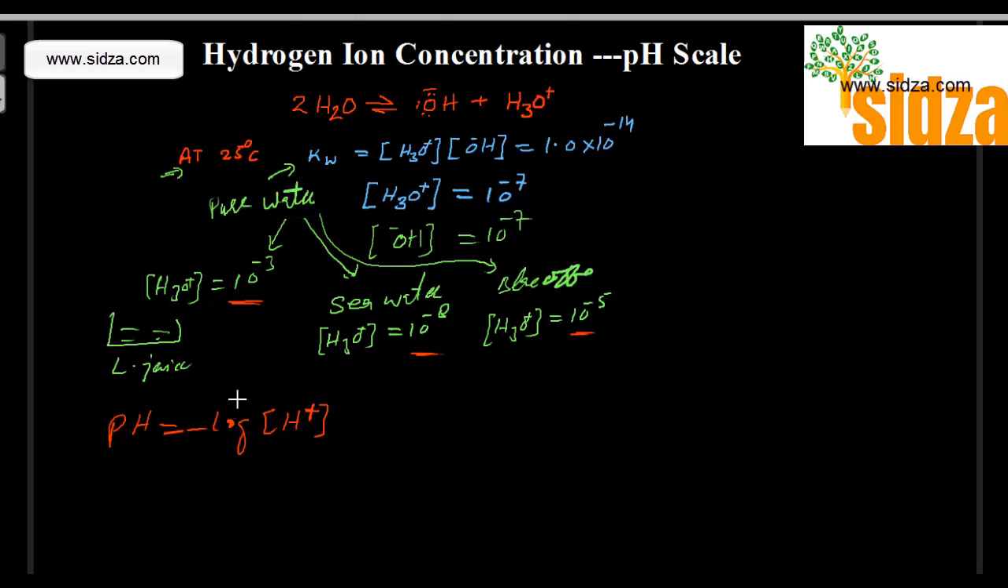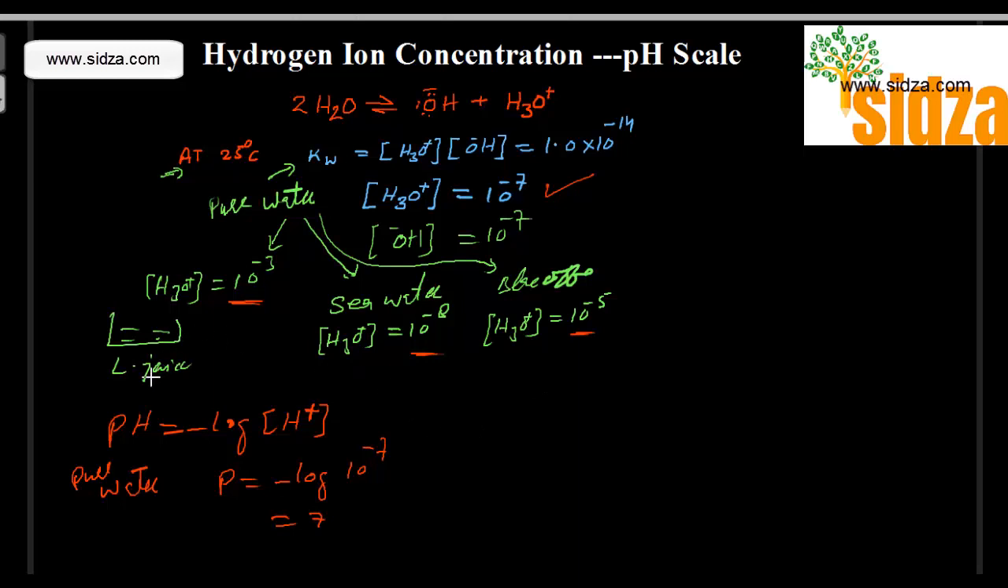Let's compare the pH of water. For pure water, we know that it contains a hydrogen ion concentration of 10^-7. Therefore, the pH of water will be minus log of 10^-7, which is equal to 7, right? So that means for pure water, the pH will be 7.